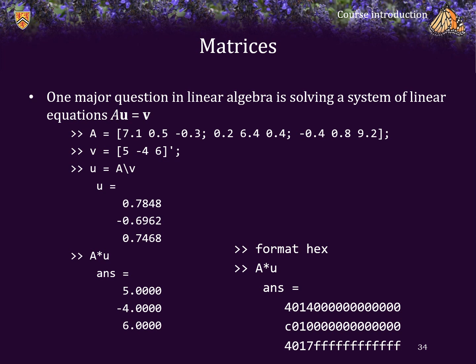However, looking at the last one, 6, that's not 6. It's ever so slightly less than 6. Basically, it's correct to all bits except the last. So that's actually pretty good, given that we have performed Gaussian elimination and backward substitution, and now we are multiplying the resulting vector u by the matrix A.